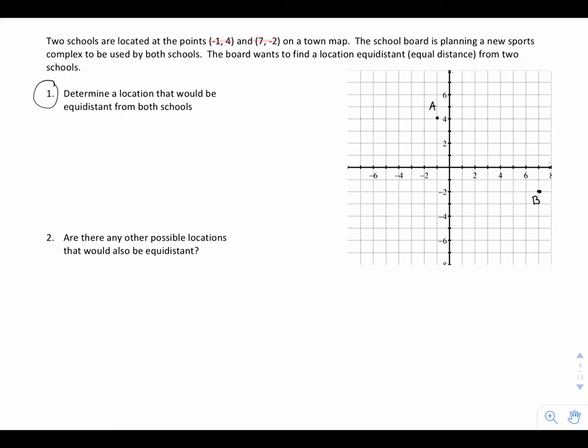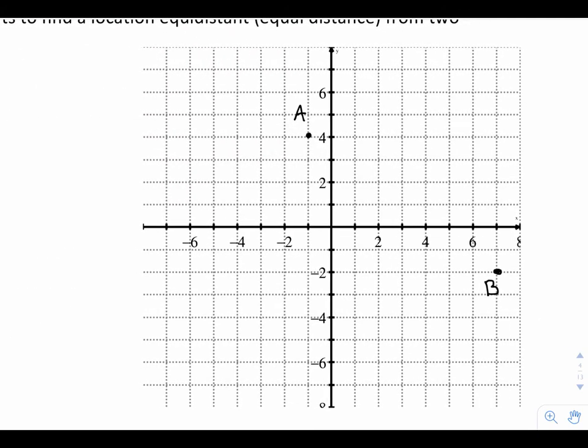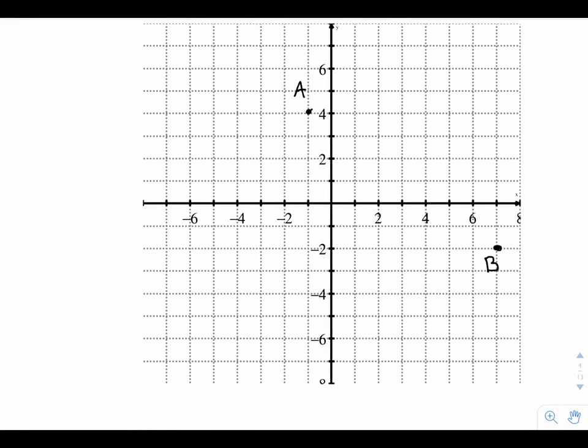We want to find a location that would be equidistant from both schools. So if you remember before, if I have 2 points and I connect them with a straight line, the point that would be equidistant from both those two schools would be the midpoint. Let me just maybe redo my line a little bit. Draw a straight line here. So here's point A, point B. The midpoint is going to be somewhere around here. Let's just call it M.